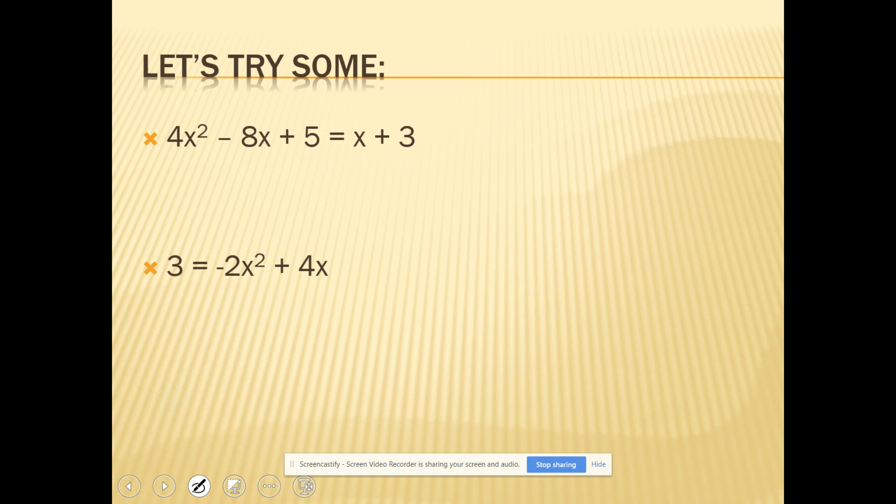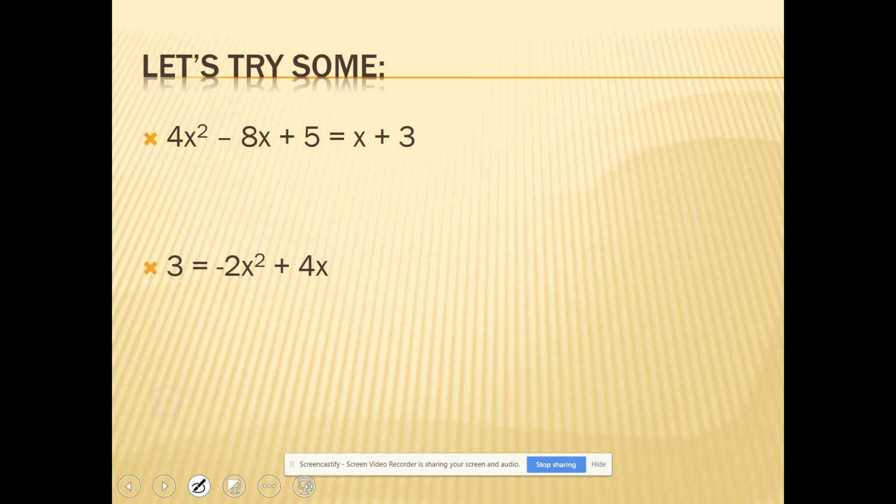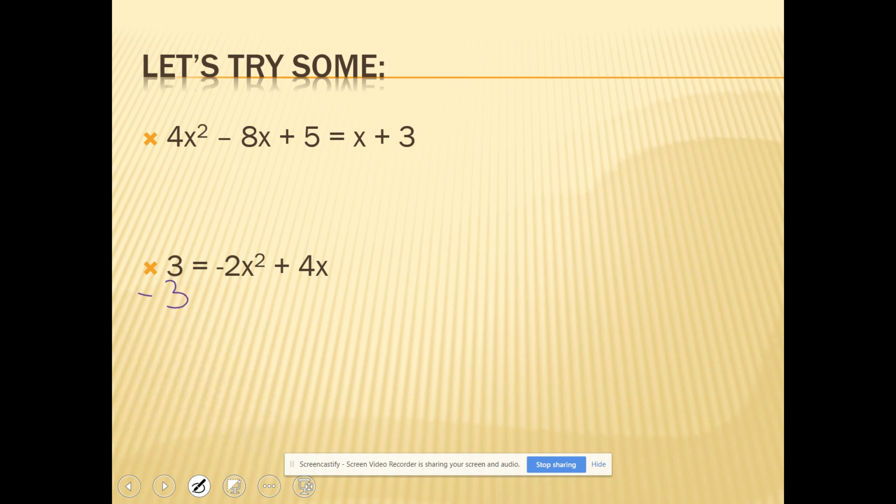All right, example 2. This problem is also not equal to 0. So we can do one of two things. We can move all of this over with the 3, or we can move the 3 over to the x squared and the x. It doesn't matter which way you go, you get the same answer either way. So I'm going to go ahead and move that 3 over here. Remember, it doesn't have a like term, so we slap it at the end.